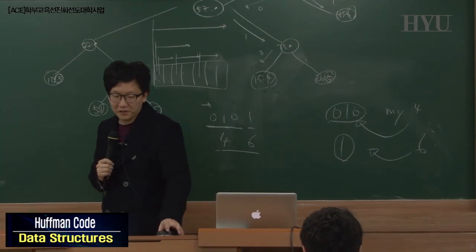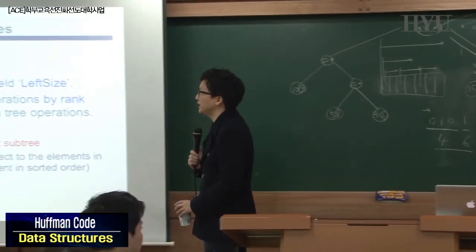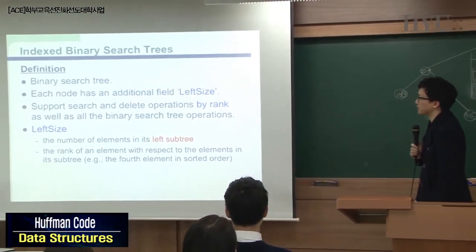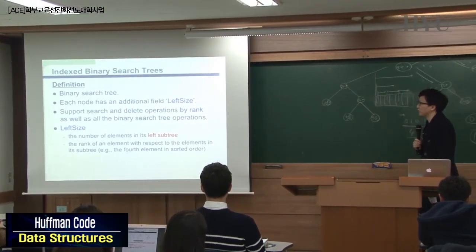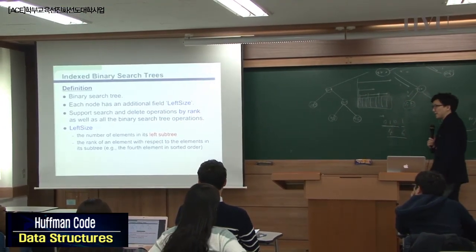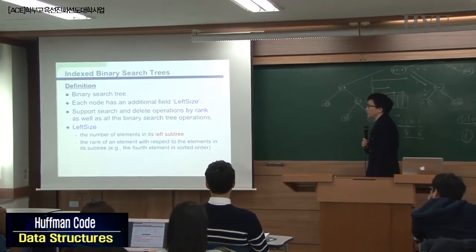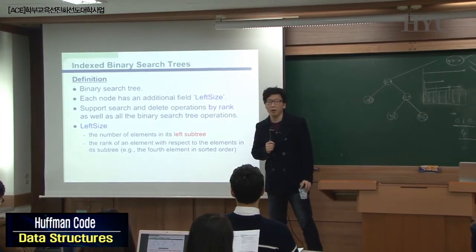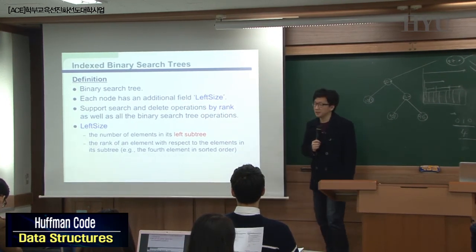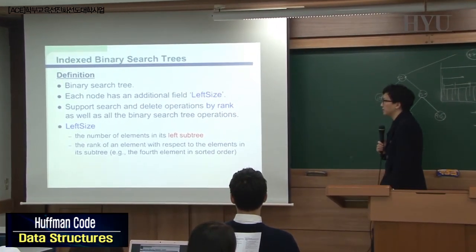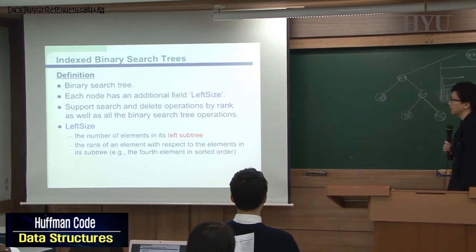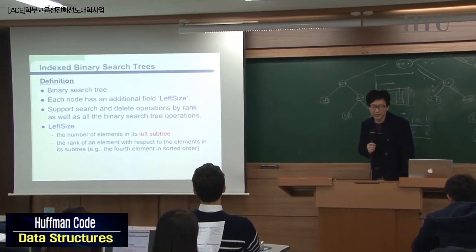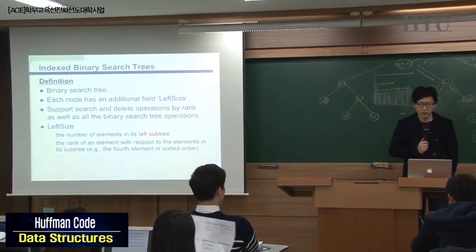Indexed binary search tree. Definition: an indexed binary search tree is a binary search tree. Each node has an additional field, left size. It supports search and delete operations by rank as well as the binary search tree operations. Left size, what is the left size? The number of elements in its left subtree. And then I put that number beside the node. There, the rank of the element with respect to the elements in the subtree, in sorted order. We'll take a look at the example in next class and I'll let you go today.